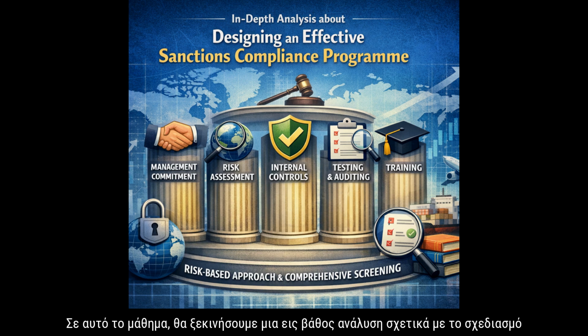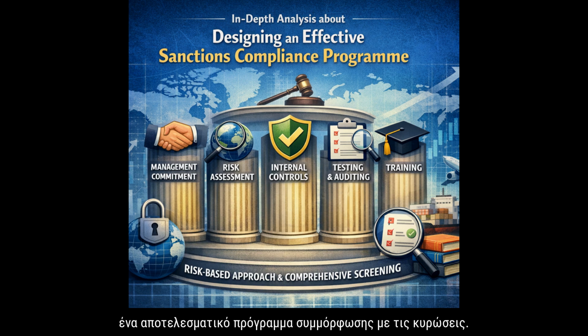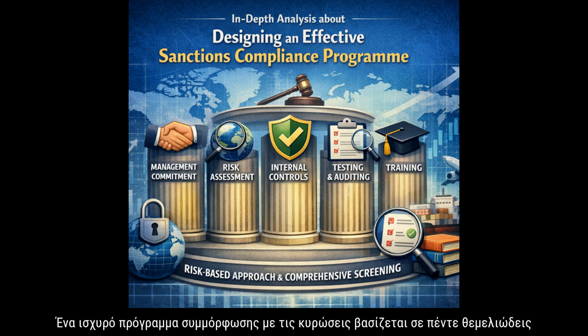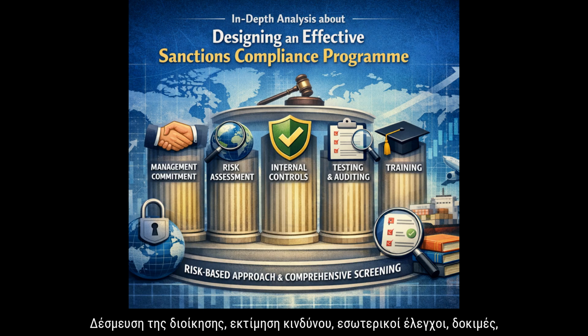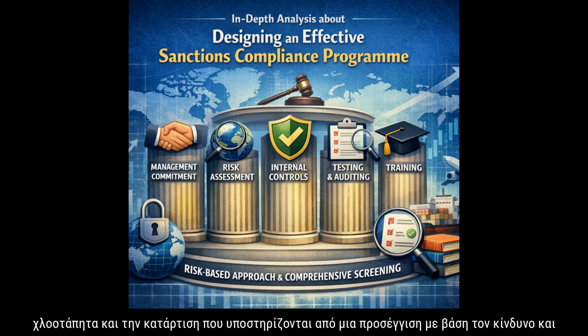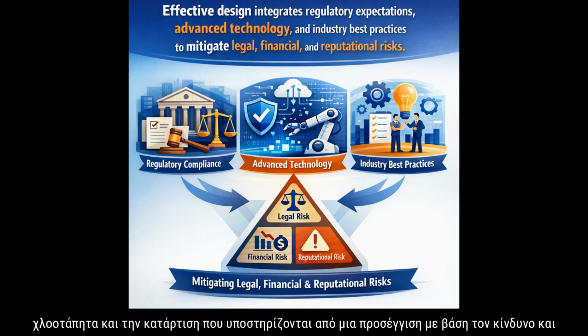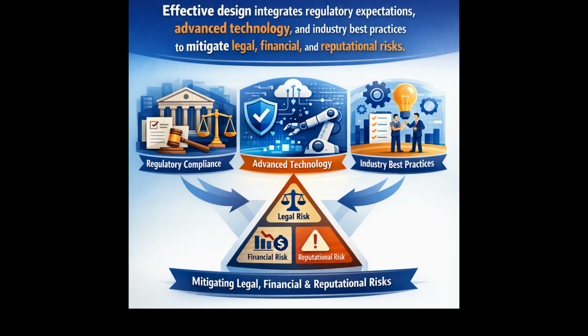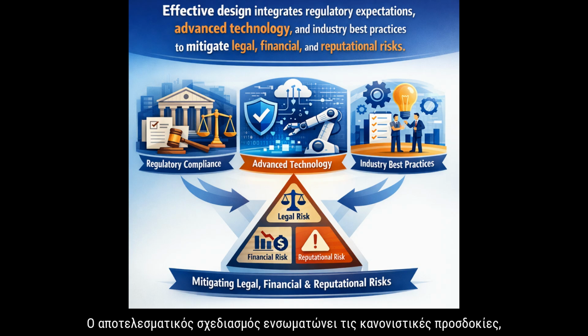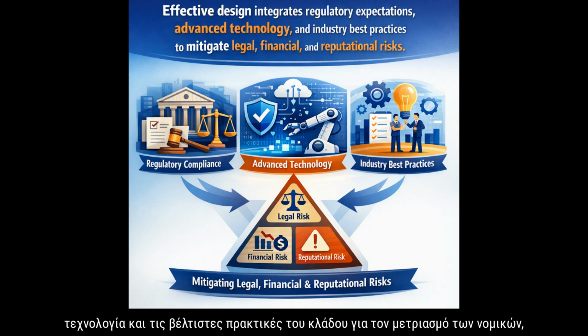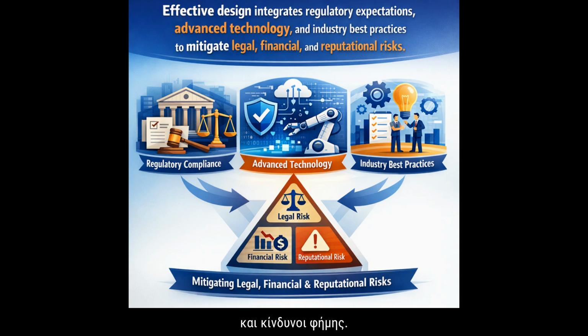In this lesson, we will start an in-depth analysis about designing an effective sanctions compliance program. A robust sanctions compliance program is built on 5 foundational elements: management commitment, risk assessment, internal controls, testing and auditing, and training, supported by a risk-based approach and comprehensive screening policies. Effective design integrates regulatory expectations, advanced technology, and industry best practices to mitigate legal, financial, and reputational risks.